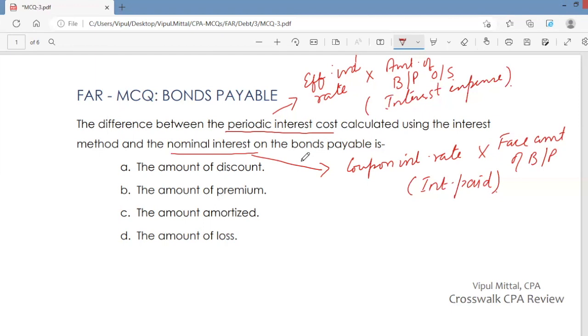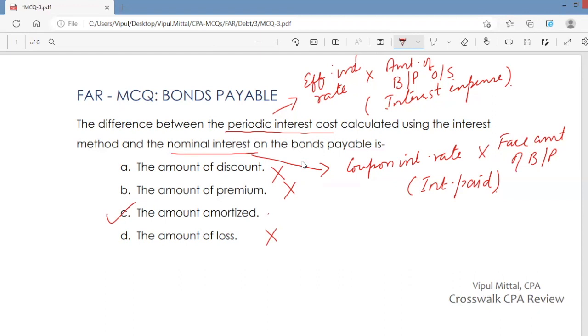The difference between periodic interest cost and nominal interest is not the amount of discount. It is not the amount of premium. It is not the amount of loss. But it is either premium amortized or discount amortized. So the answer in this case is C. The difference between periodic interest cost and nominal interest represents the amount amortized.